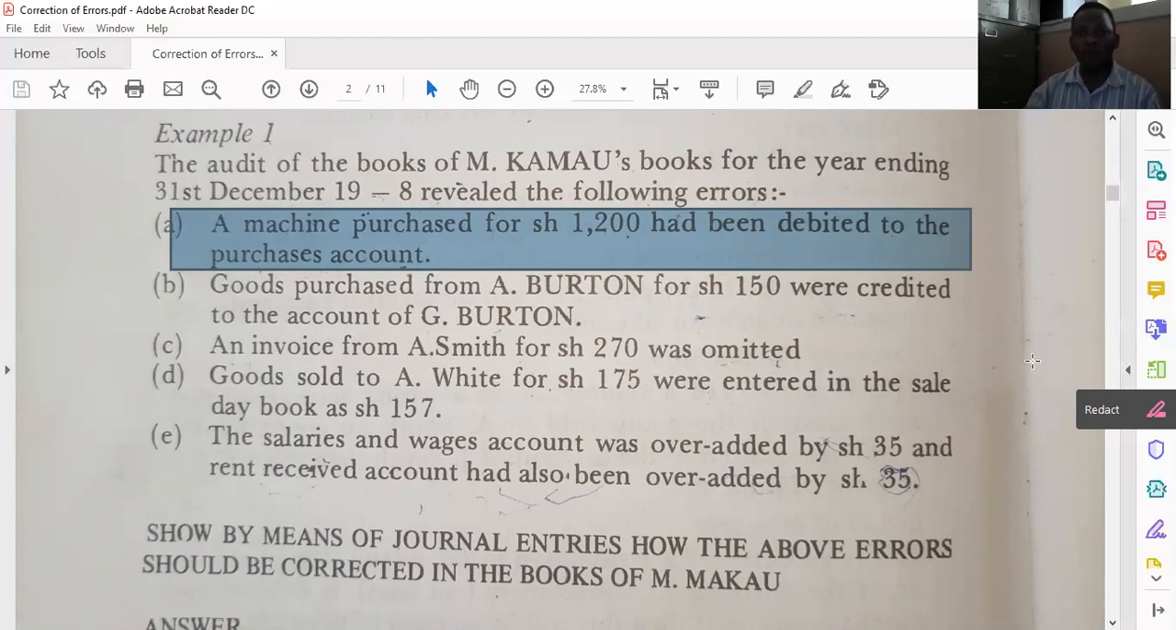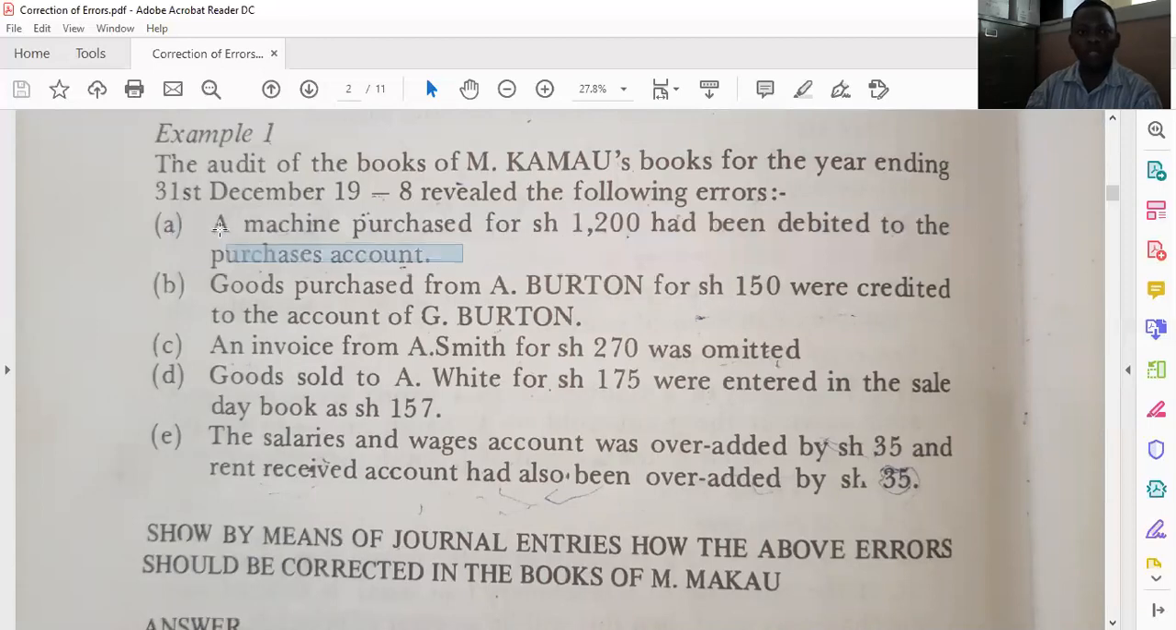This is an error of principle, yeah, as you have seen, an error of principle in that you have posted in the wrong class of account. So the machine ought to have been debited in the machine's account, but in this case it has been incorrectly debited in the purchases account. So the effect is still the same on the debit side, but in the wrong class, that is in the purchase account instead of in the machine account.